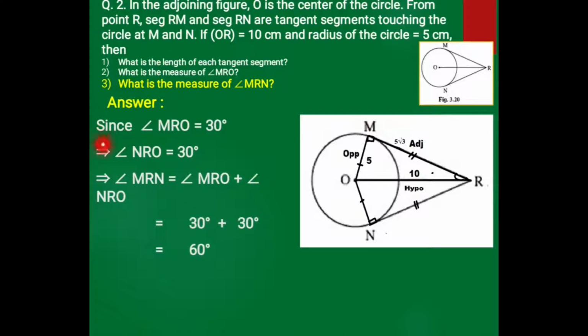So see this. Since angle MRO equals 30 degree, that implies angle NRO equals 30 degree. So adding these two angles, angle MRN equals angle MRO plus angle NRO. So we add these two angles, which is 30 plus 30. So we get angle NRM or MRN equals 60 degree.